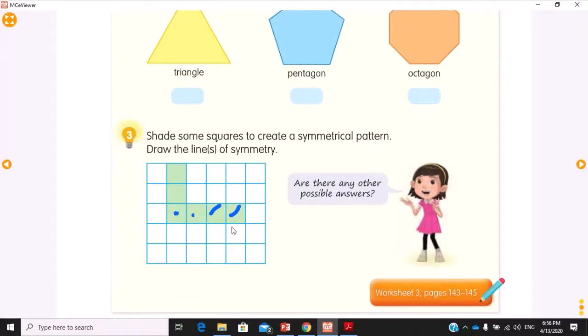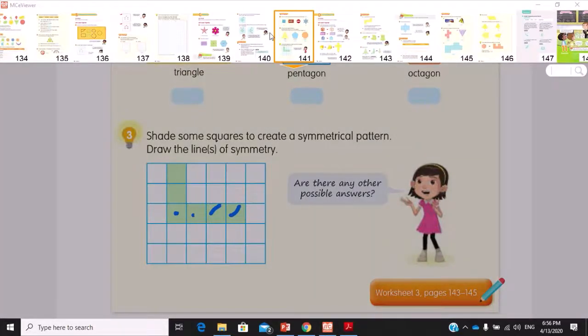Okay, now let me just go and explain to you our math activity book, what you're going to be doing for today. Okay.